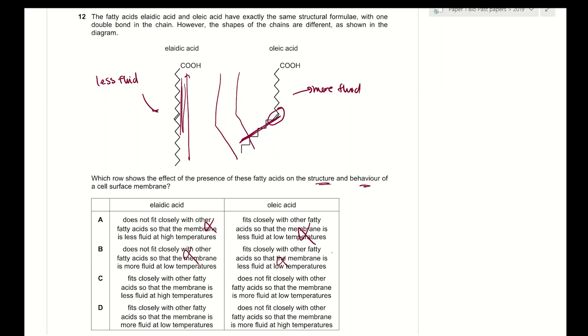For C, fits closely with other fatty acids, so this is a correct part, so that the membrane is less fluid at high temperatures. Yes, because they're closer together, it's going to be less fluid. And for oleic acid, does not fit closely with other fatty acids, so that the membrane is more fluid at low temperatures. Yes, it's more fluid at low temperatures and less fluid at high temperatures. Therefore, this is correct and the answer is going to be question number 13.